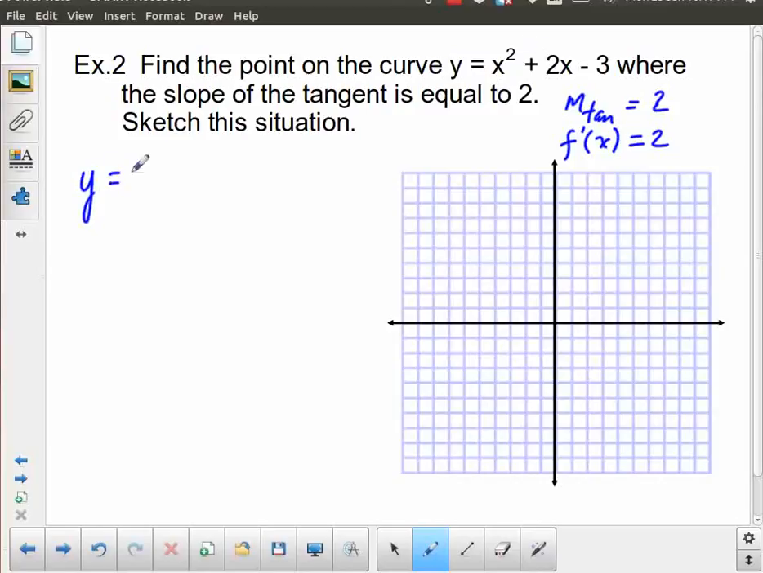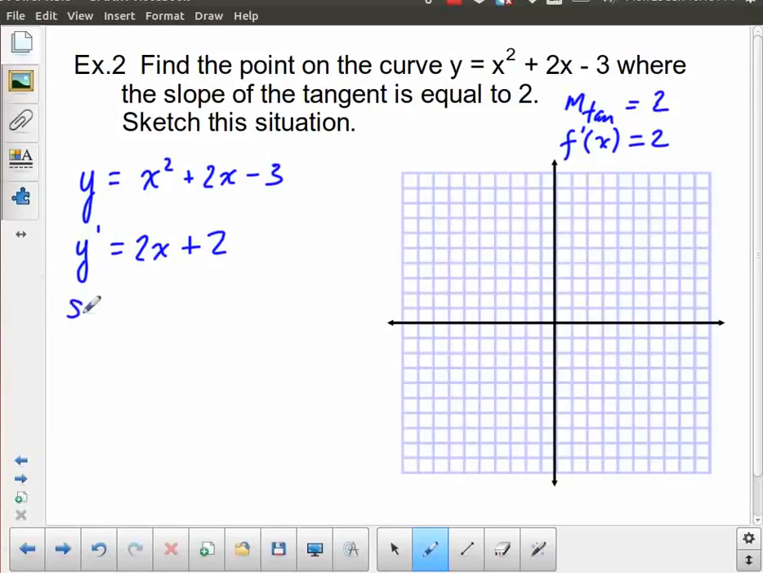We're going to start with y equal x squared plus 2x minus 3. We will take the derivative using the power rule. So the derivative of x squared is 2x. The derivative of 2x is simply 2, and the derivative of the constant negative 3 is equal to 0. So we end up with y prime equal to 2x plus 2. This is an algebraic expression that describes the slope of the tangent at any x.